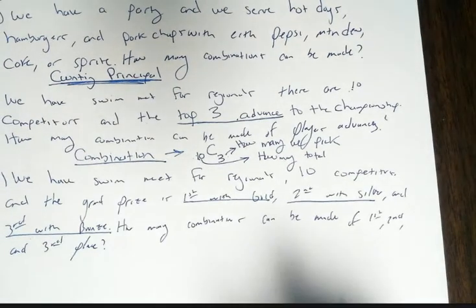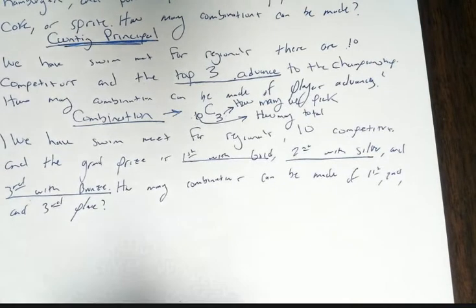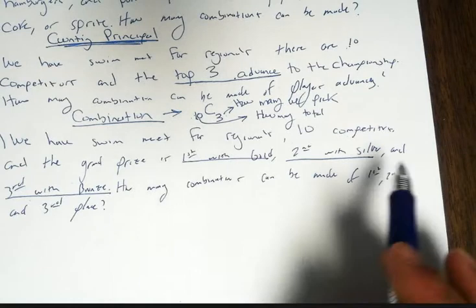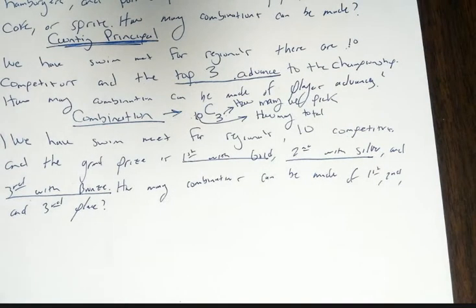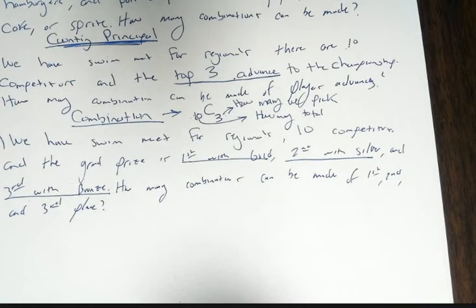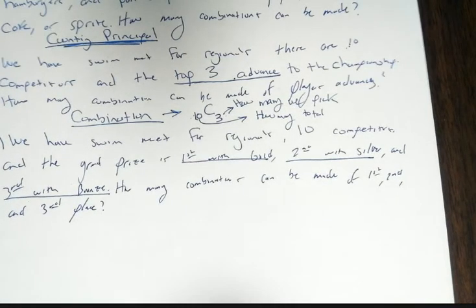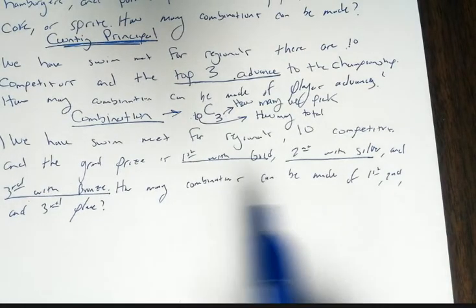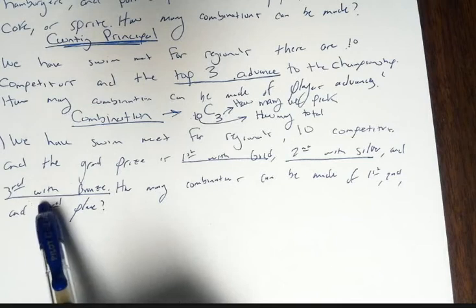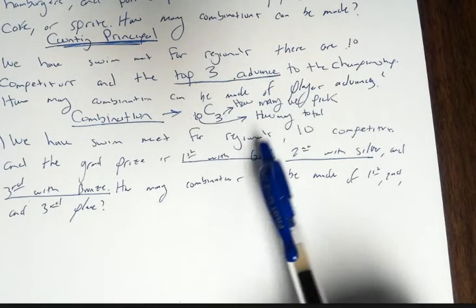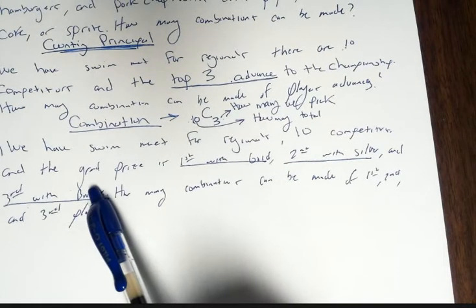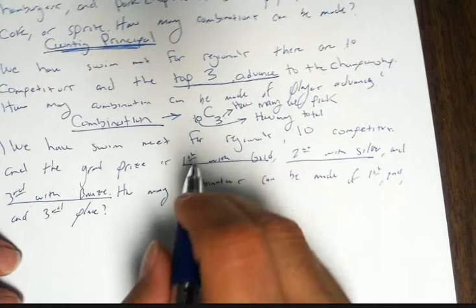So the key here is those 3 words. First with gold, that's the first set of 3. Second with silver, third with bronze. This has order to it because here's the thing. If I come in 3rd place and I get the gold medal, is it fair? And the answer is no, it's not fair because I am the 3rd best person. So order matters here because first place has to get the gold. You can't give gold to 3rd place. Okay? So order matters.